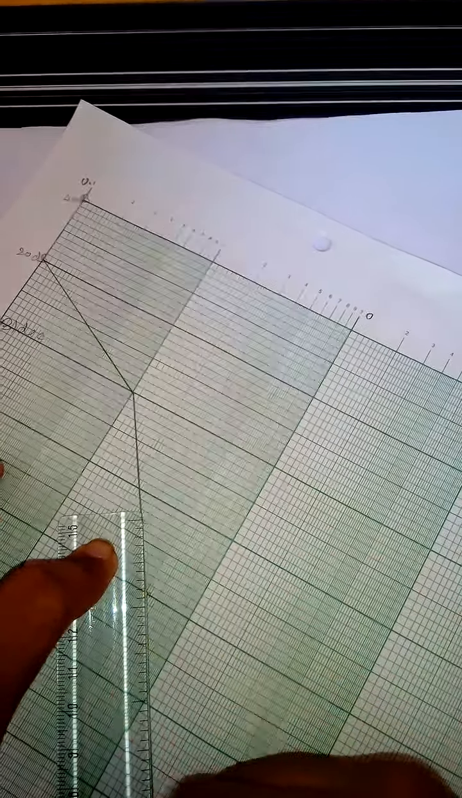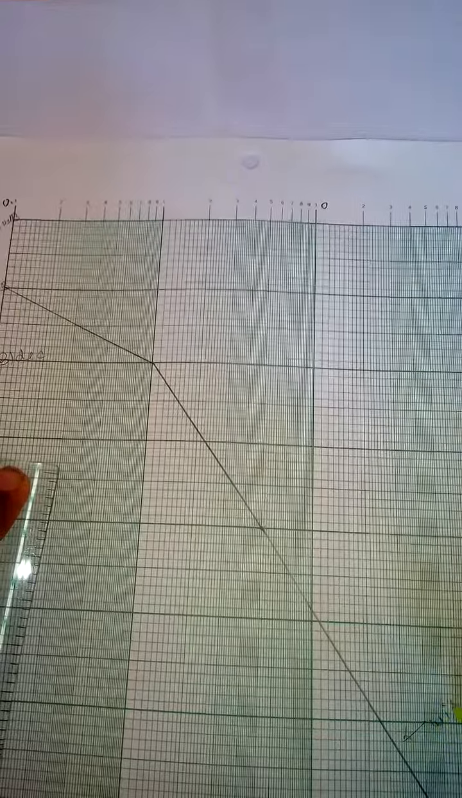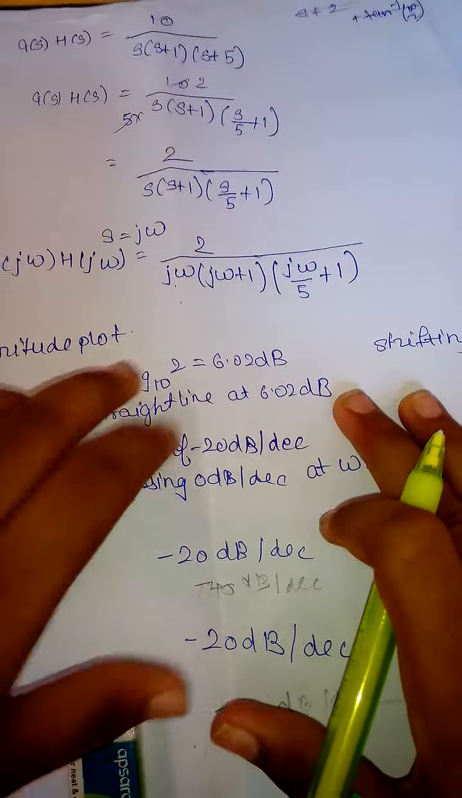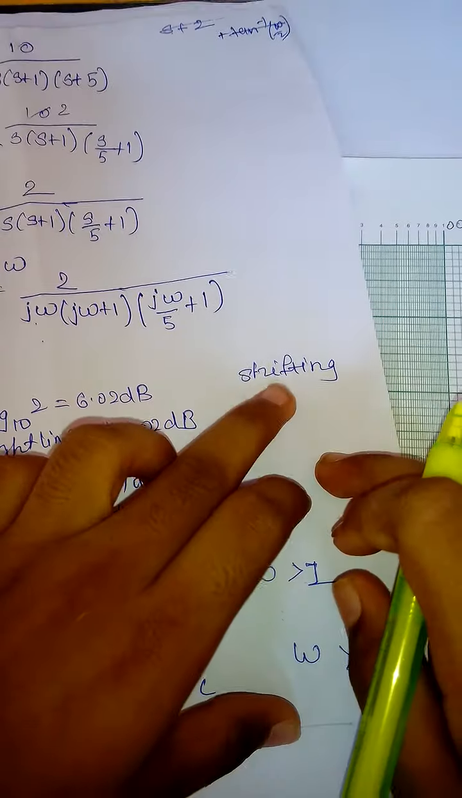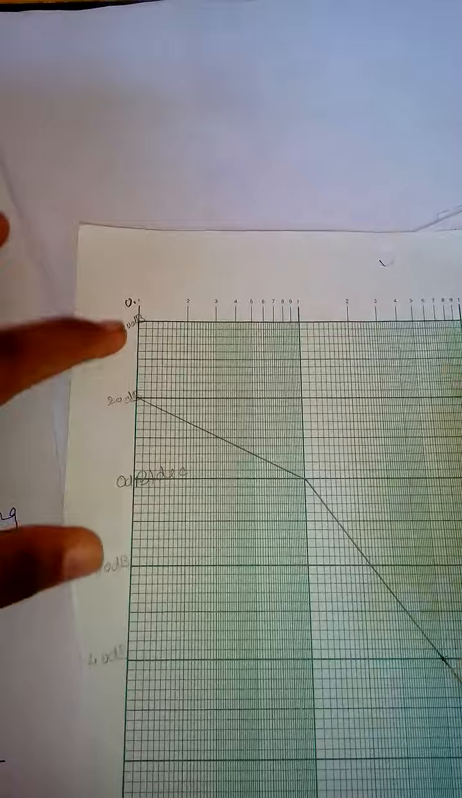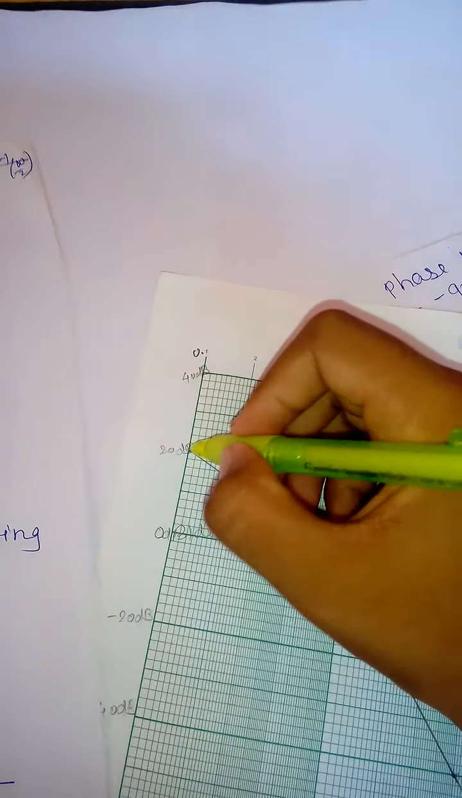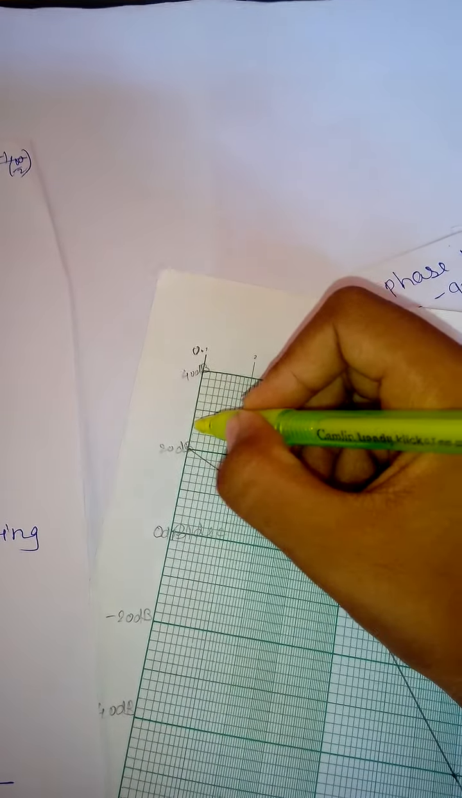I've drawn it. See, this was the magnitude plot, but it is without k. This line is without the value of k. Now here I have told you, when we take 20 log to the base 10 of 2, it is 6.02 dB. Now we have to do a shifting of 6.02 dB from here. So 6.02 dB means 6 from here.